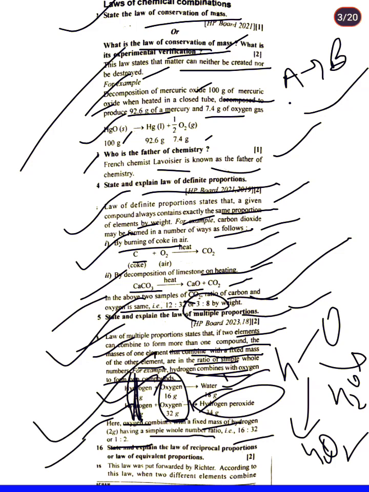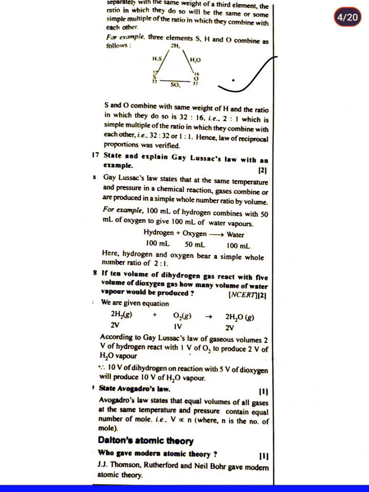Similarly, the next law is the law of reciprocal proportion. According to this law, when two different elements combine separately with the same weight of a third element, the ratio in which they do so will be the same or some simple multiple of the ratio in which they combine with each other.